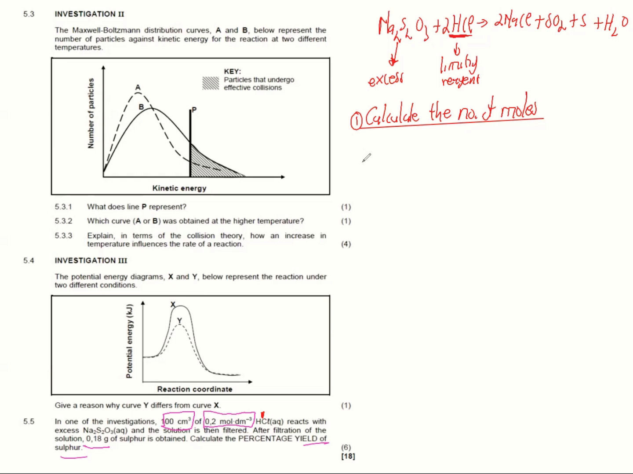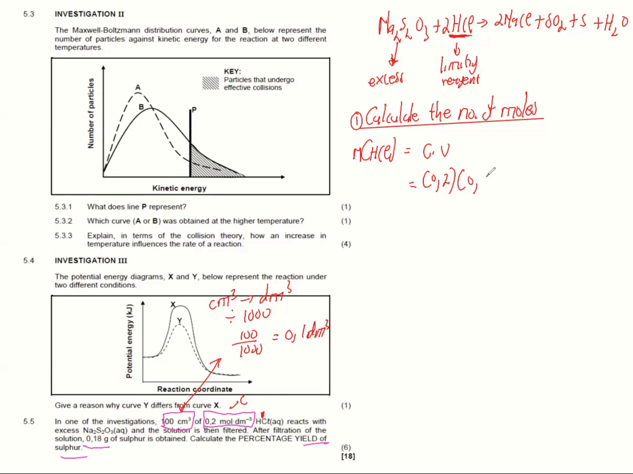So calculate the number of moles. So this is going to be what? We are given concentration, we are also given volume. So the number of moles would have to be calculated using this formula here. So number of moles of the hydrochloric acid. So it's C multiplied by V. Our concentration is 0.2, but once again, our volume is given in cm³. So we know from cubic centimeters to cubic decimeters, we need to divide by 1,000. So it's going to be 100 divided by 1,000, which is going to be 0.1 dm³.